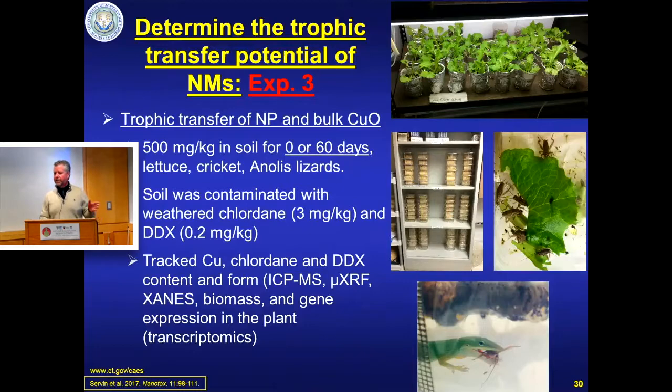We tracked the copper in the different treatments through the different stages, and we had some beam line time in Grenoble. So I'll show you a little bit of that data as well.